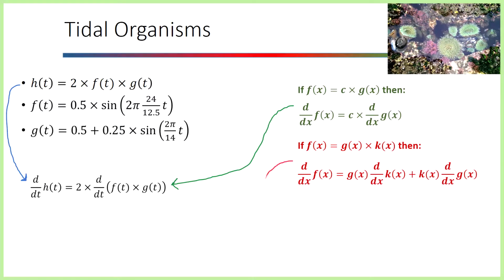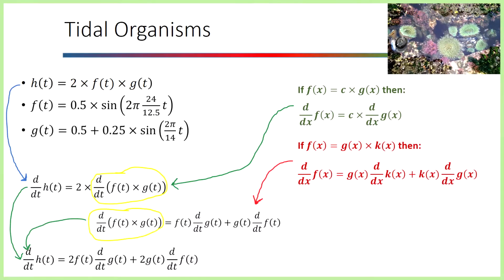So we can write that the derivative of f of t times g of t equals f of t times the derivative of g of t plus g of t times the derivative of f of t. We can then combine those two equations and see that the derivative of h of t should be equal to 2 times the sum of f of t times the derivative of g of t plus 2 times g of t times the derivative of f of t.